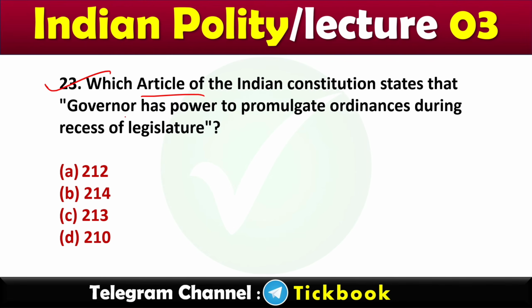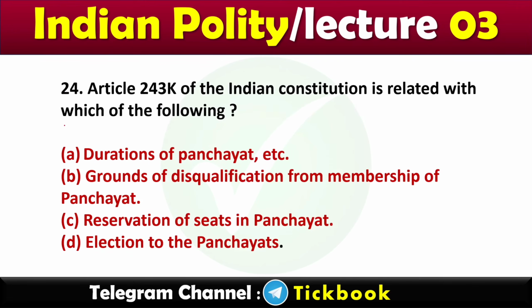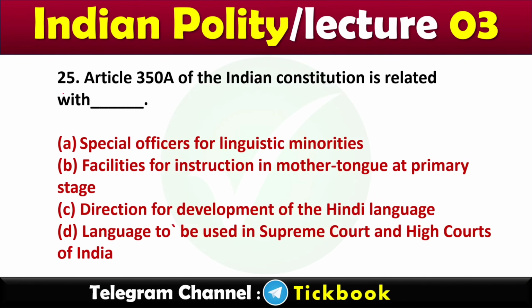23. Which article of the Indian Constitution state that governor has power to promulgate ordinance during recess of legislature? Number C, Article 213. 24. Article 243K of the Indian Constitution is related to which of the following? Option number D, election of the panchayat. Election to the panchayats. 25. Article 350A of the Indian Constitution is related with? Option number B is the correct answer. Facilities for instruction in mother tongue at primary stage.